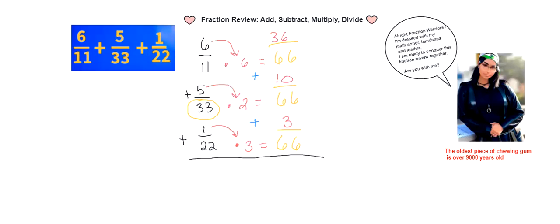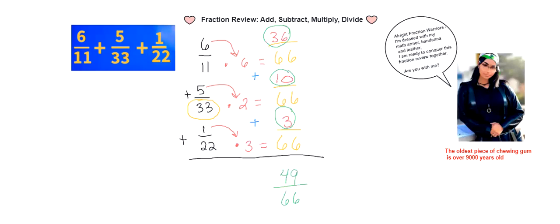We're going to bring down our common denominator, 66. And then we're going to add our 3 numerators together. 3 plus 10 plus 36. 36 plus 10 is 46. 46 plus 3 is 49. And we've got 49 over 66.